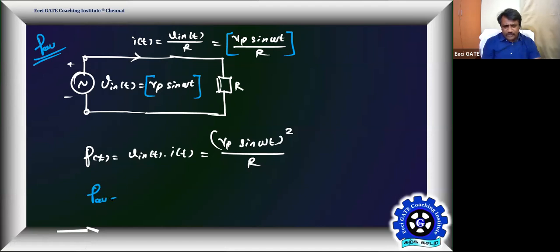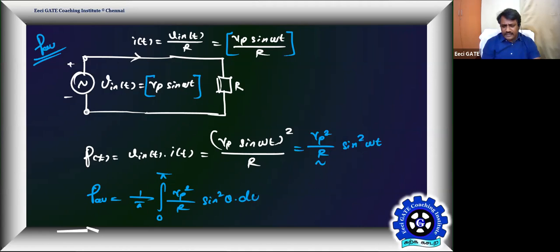Now tell me what is average power. Then if you talk about average power, this I can say is Vp square divided by R into sine square omega t. Then you can say it is sine square theta. Then average power is equal to, again, it is going to be periodic with respect to pi itself. So 1 by pi integration 0 to pi only for that period. Then you get Vp square by R into sine square theta into d theta.